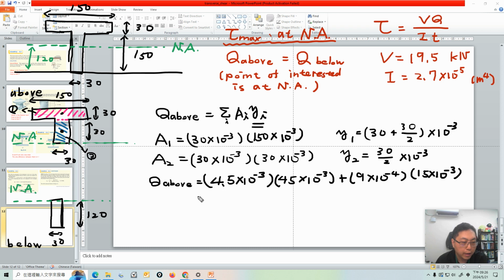You add them together, and the value will be 2.16 times 10 to the power minus 4 meters cubed. That's Q above.